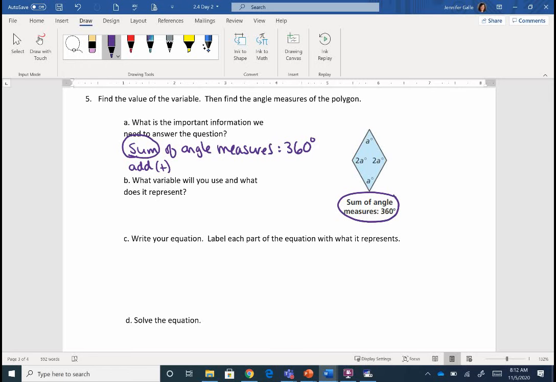Now in letter B it says, what variable will you use? Well, they already gave us the variable. Okay, sometimes we don't get to pick. It's already in the question setup, so we will use variable A. And A is one of our angles. We can see it labeled in the figure in a couple different places. So far, those are the key things that we need. And that keyword sum is going to tell us exactly what we need to do to set this up.